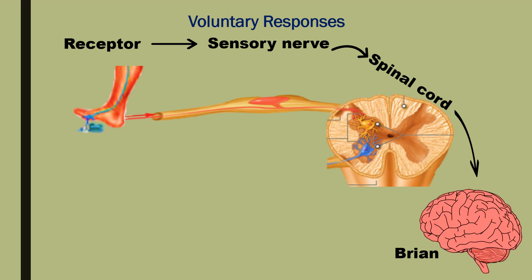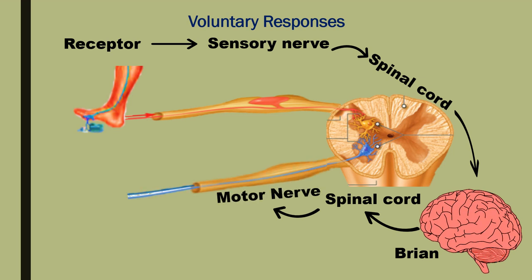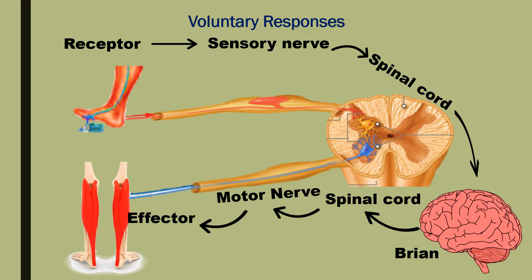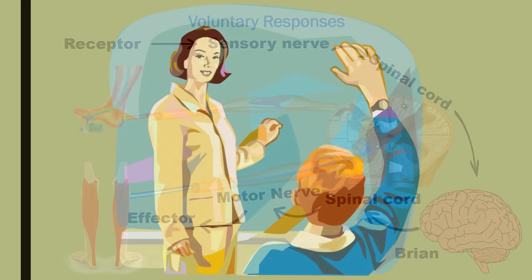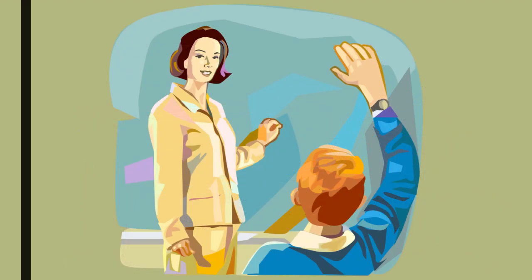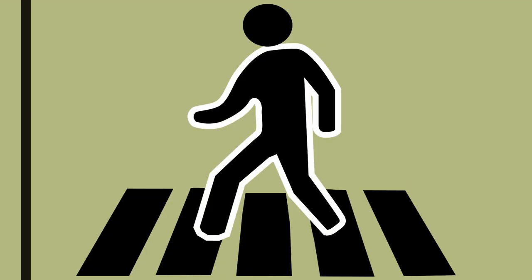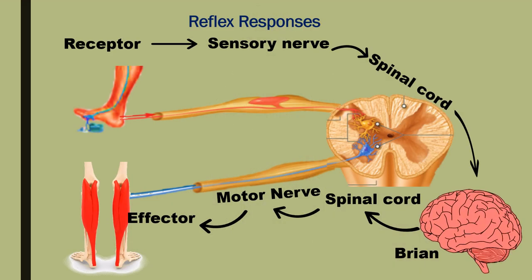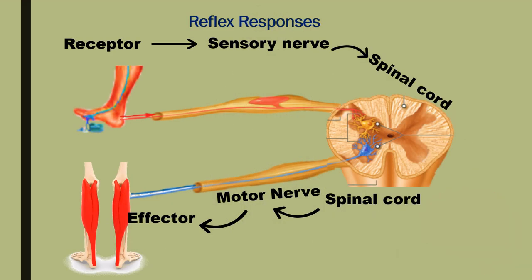analyzes and produces commands, and sends them again to the spinal cord. The spinal cord relays the commands through the motor nerve to the effector. Effectors are the muscles. They respond as the command says. The process occurs during voluntary responses like raising your hand to answer a question or crossing a road on foot. But reflex responses do not involve the processing of signals by the brain.